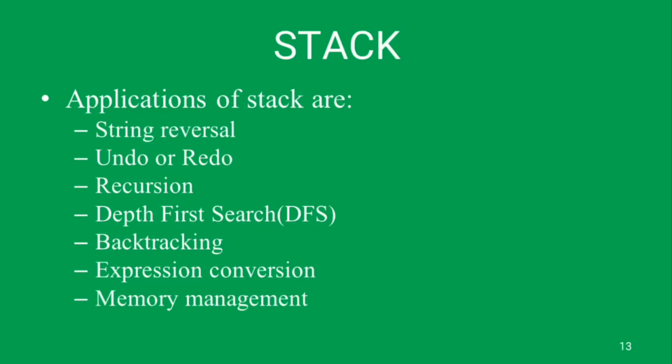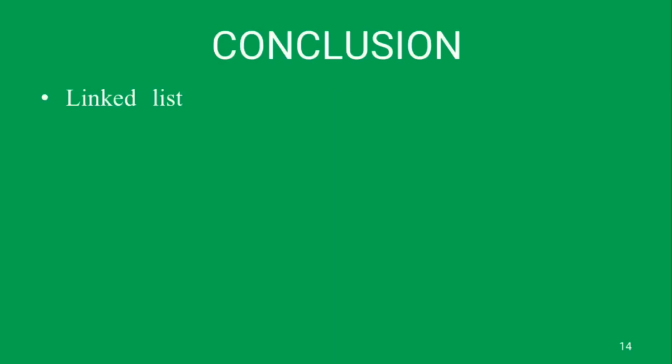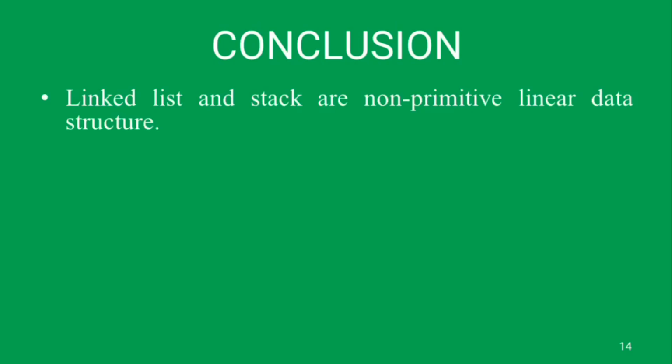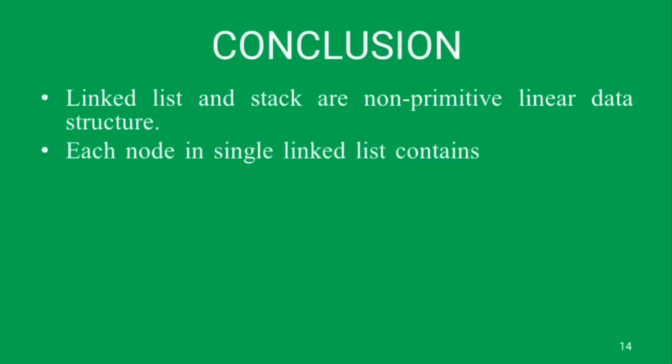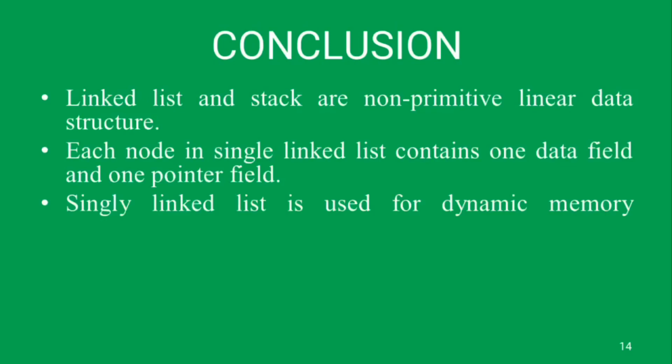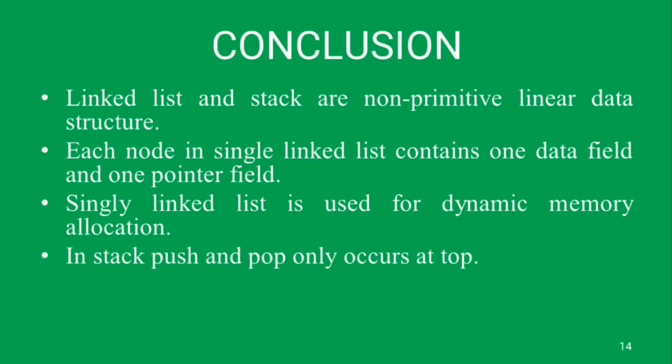Now let's look at the conclusion of today's tutorial. Linked list and stack are non-primitive linear data structures. Each node in a single linked list contains one data field and one pointer field. Single linked list is used for dynamic memory allocation. That is, you don't have to define the number of elements that are going to be present at the beginning itself. You can add more elements also, and it has a variable number of data items. And in stack, push and pop only occur at the top. Stack can be implemented for both static and dynamic allocation.